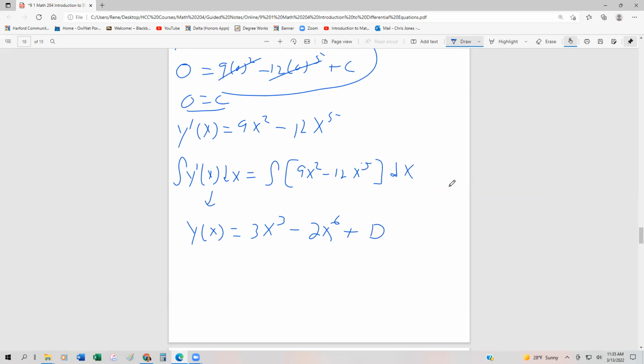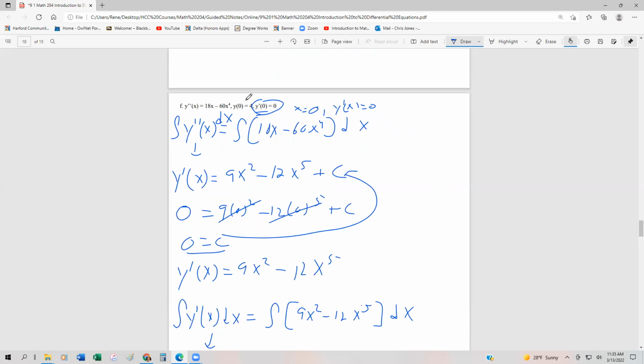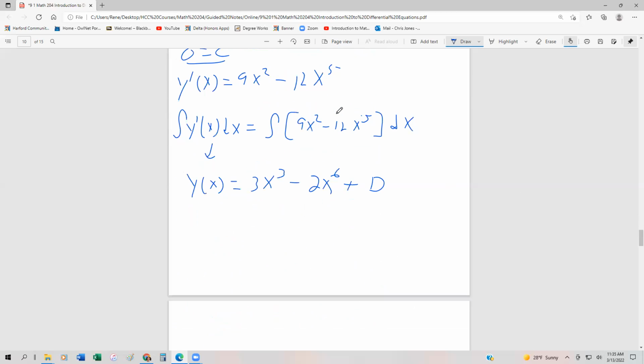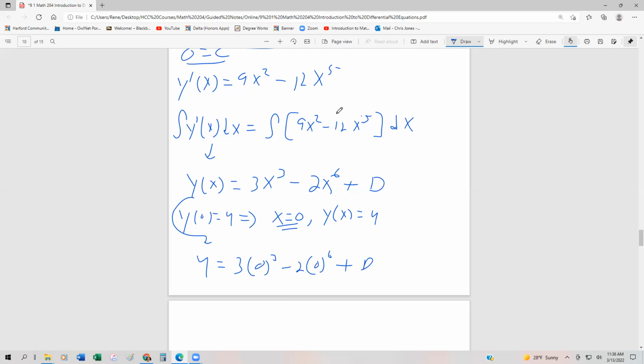All right. Now we go back up here and we recall that y at 0 is going to be equal to 4. So when x is 0, y is 4. Okay, so y at 0 equals 4 means that when x is 0, y of x is going to be equal to 4. And so we substitute, all right? So we get that 4 equals 3 times 0 cubed minus 2 times 0 to the 6 plus d. And clearly that means that d is going to be equal to 4. Right? And so we're going to substitute back in. Now remember, this is the general solution at this point.